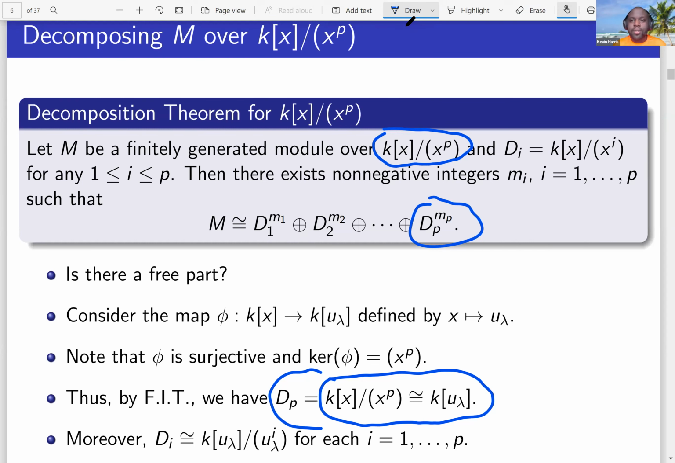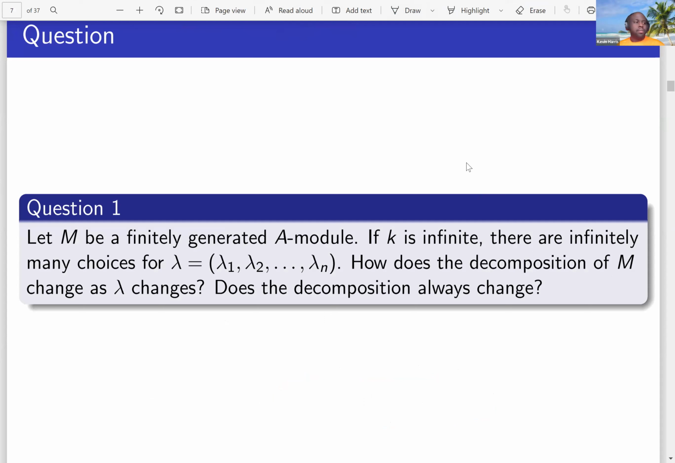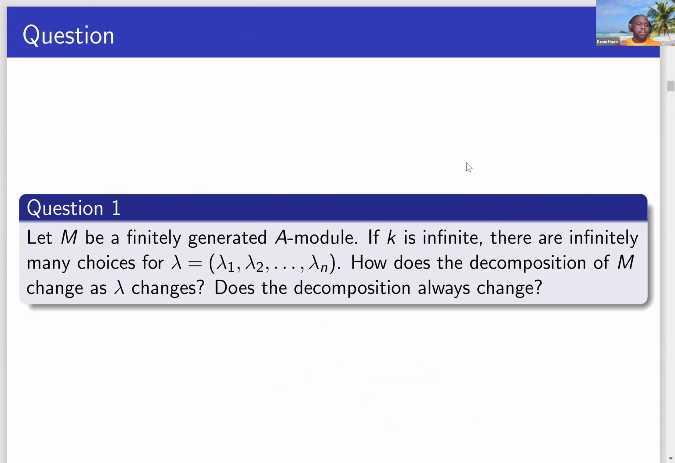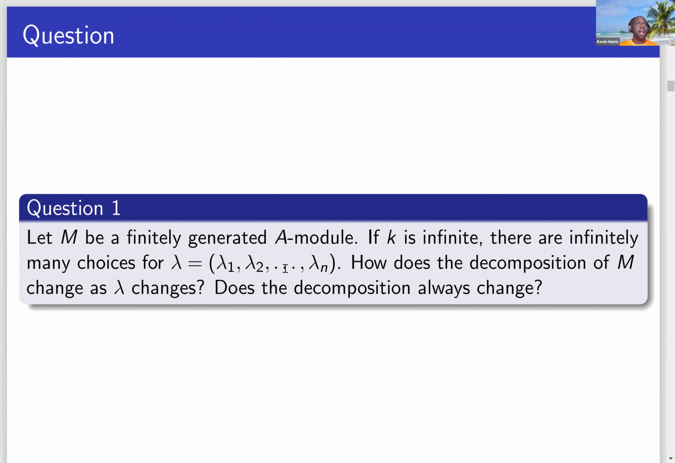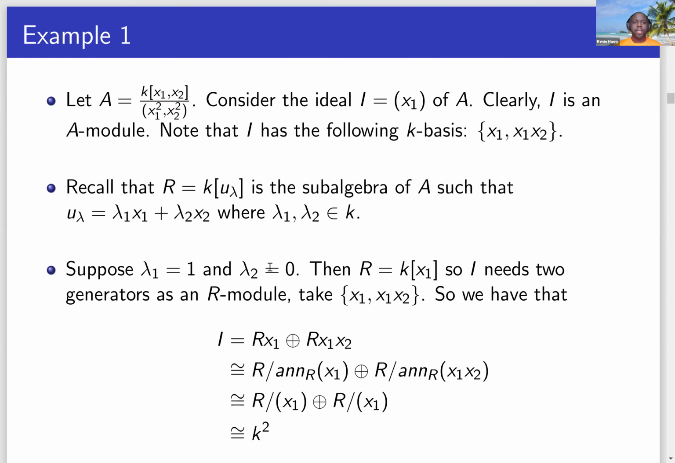All right. So one question we like to ask is, if we have some finitely generated A module M, then pending, of course, K is infinite, we have infinitely many choices for our lambda, so for our n-tuple. And basically we want to understand how the decomposition of M changes as lambda changes. And hypothetically, does the decomposition always change? You could have examples where the decomposition will change depending on how you change these lambda sub i's, and we could have some examples where the decomposition didn't change at all. So let's take a look at a couple of examples.